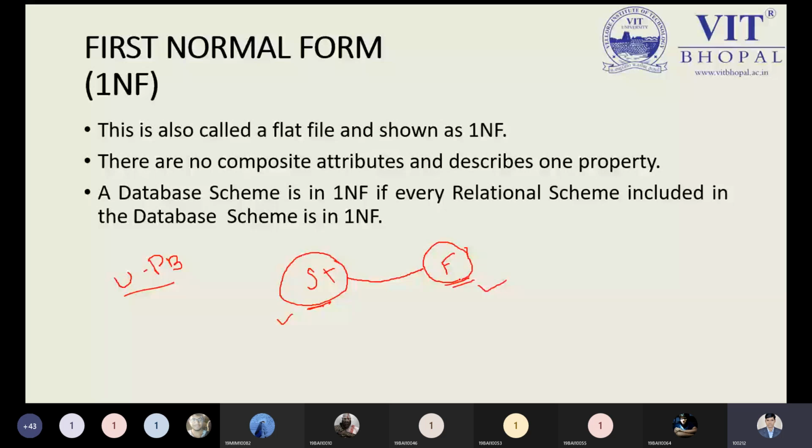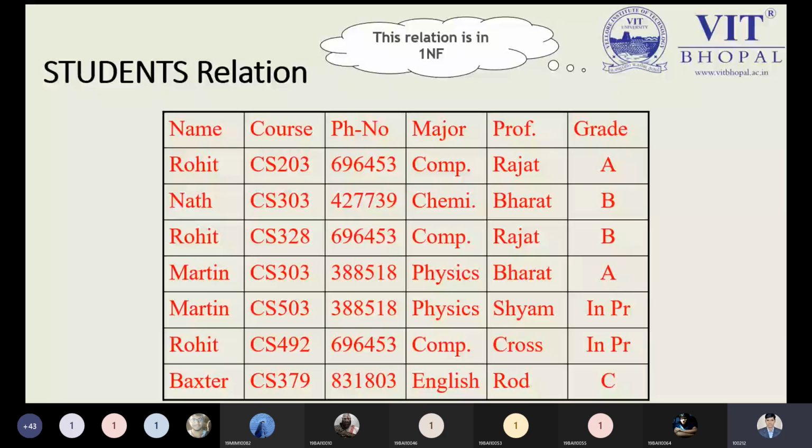So can we say this relation is in first normal form? Of course, the student relation by default is part of the first normal form. So this is clear to all. Now, from the definition part, if you have any doubt, please let me know, you can ask me from this point.